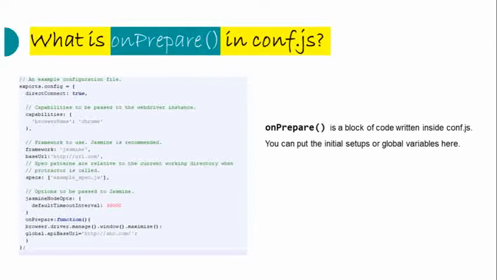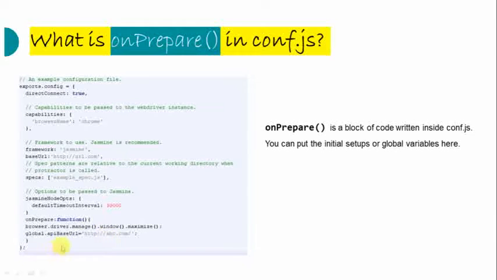Now the question is, what is the onPrepare method in conf.js? When you start writing the configuration file of your Protractor script, you have an option to write the onPrepare function. Here you can see the code snippet for the onPrepare function. In this onPrepare function, I have used browser.driver.manage().window().maximize() to maximize the window when the script starts to execute.